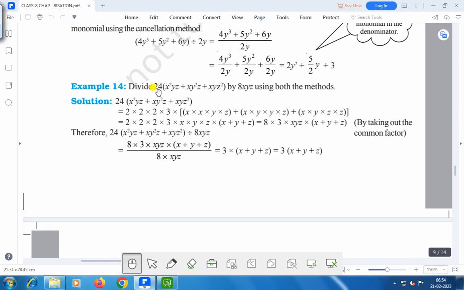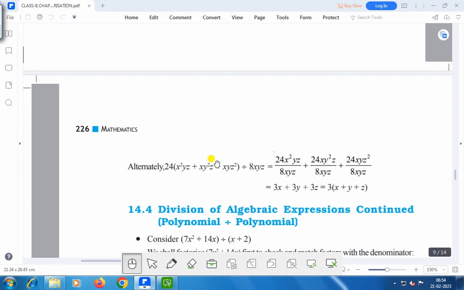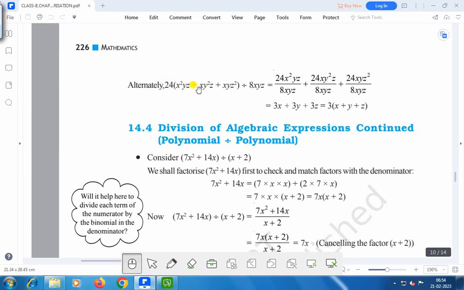Again, you see 24x²yz plus 8xy²z plus 8xyz² divided by 8xyz. Using both the methods, we get 3x plus y plus z. Alternately, 24x²yz divided by 8xyz, by this way you can also divide. We are getting 3 into x plus y plus z.